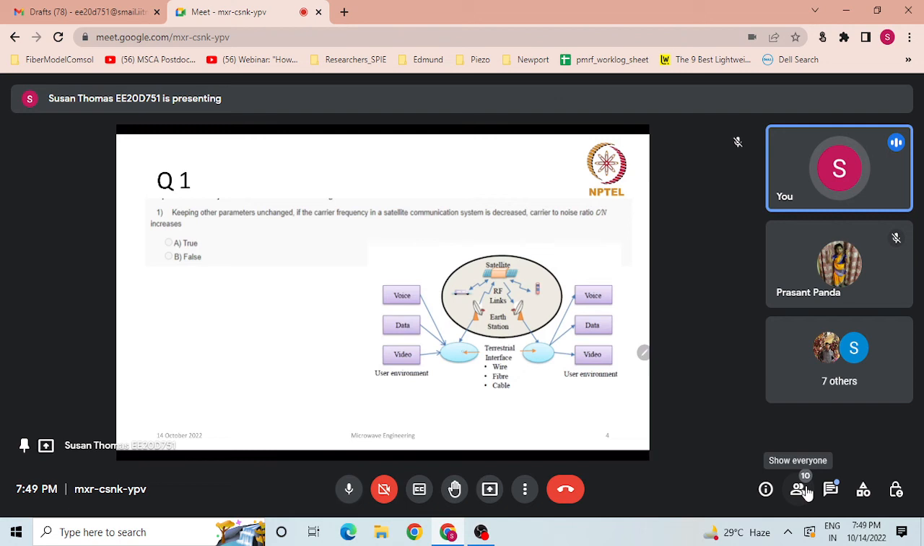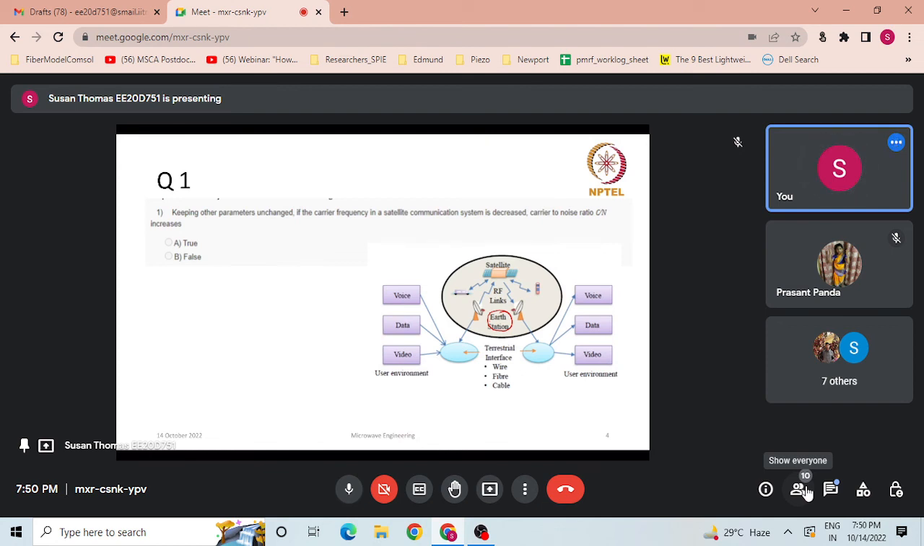So from the user, there is a terrestrial interface through which the earth station is communicated with, and from the earth station we have large parabolic antennas with very high gain, capable of taking the signal to a larger distance, say thousands of kilometers, where the satellites are. And from the satellite we get the signal back through the RF link to the very same earth station, and then from the earth station the user is communicated with. So this is the general communication link.